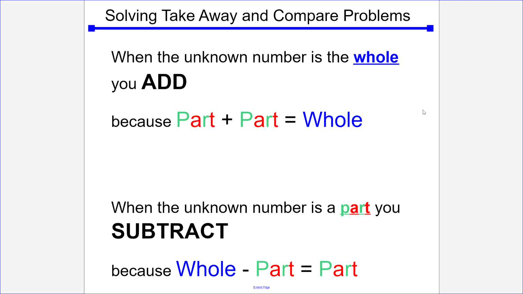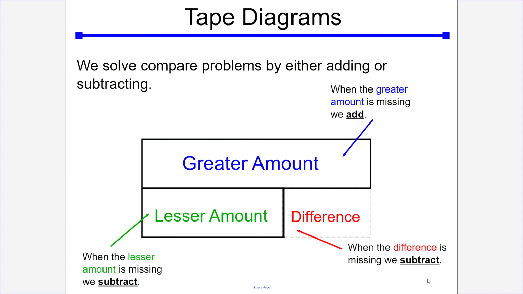So when you're solving a takeaway problem, if the whole is missing, you add, and if a part is missing, you subtract. When you're solving a compare problem, there are not wholes and parts. Instead, there's a greater amount, a lesser amount, and a difference.